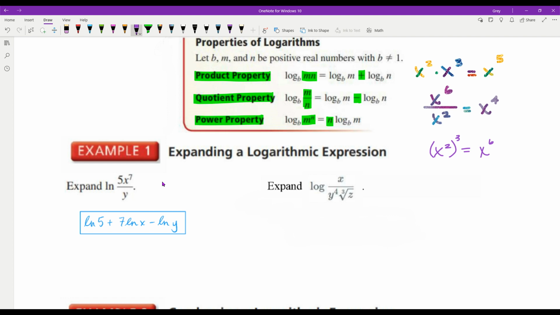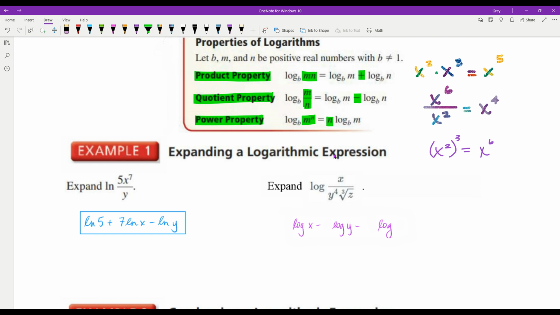All right, look at the second one in example 1. How many factors? I have the log of x over y to the fourth cube root of z. So I have 3 different factors, so I'm going to have 3 terms like I do right here. I'm going to have 1 positive and 2 negative. I promise you it's an easier way to do it than step by step in this case. So log of x is positive, minus the log of y to the fourth, but I can't leave that 4.